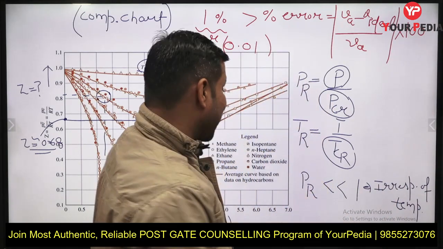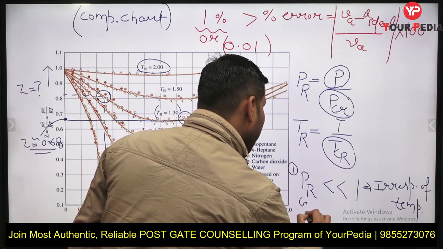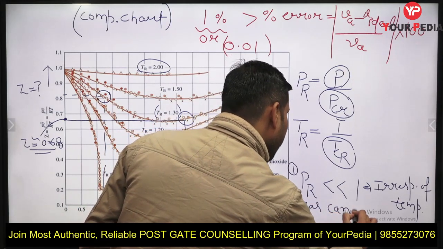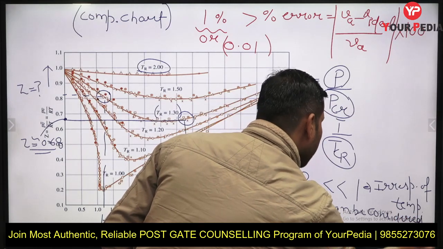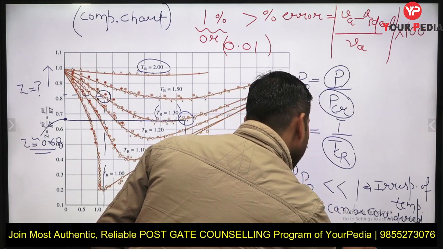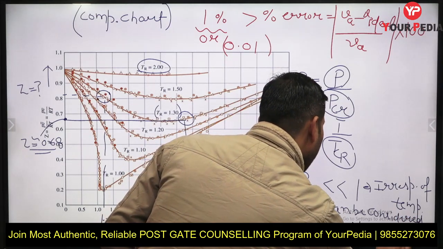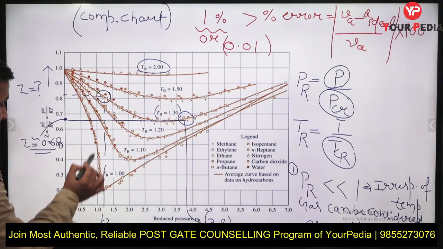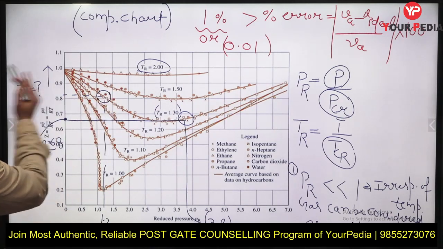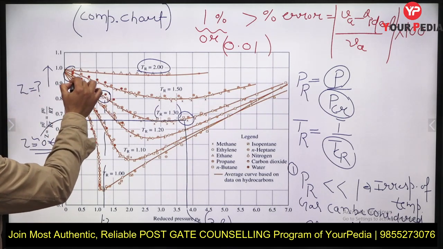So if you are having reduced pressure very much less than 1, irrespective of temperature, we can consider the gas as an ideal gas. Go to the idea, guys. Why? Because if you observe it here, the reduced pressure is very much less than 1, guys. So you will go into this region.